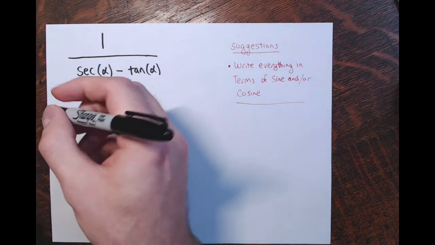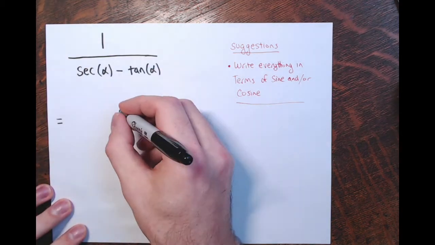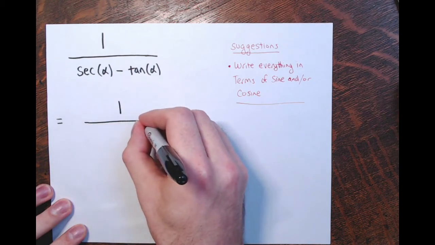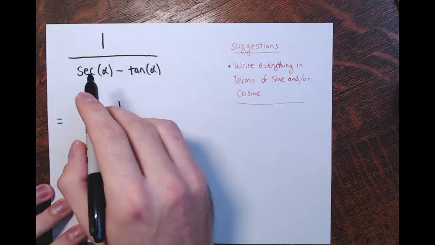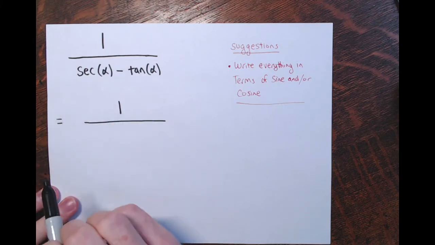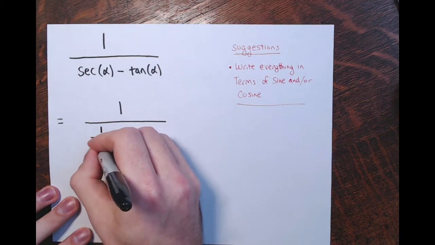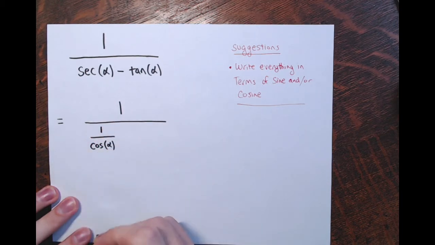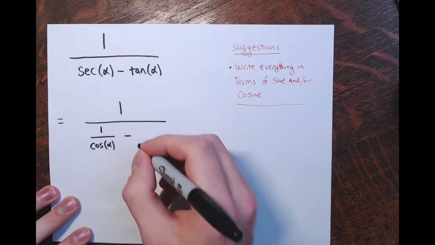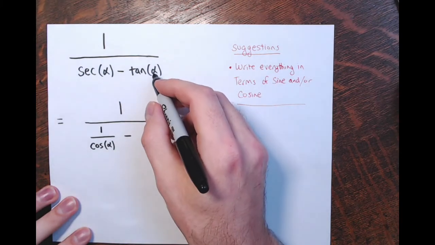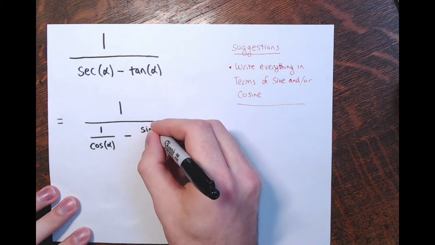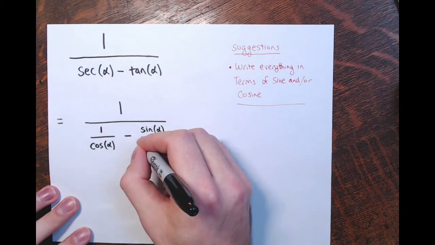Alright, so if I do that here, the numerator is just 1. Nothing to change there, really. And then down here, secant alpha is 1 divided by cosine alpha. So what I'm going to have here is a complex fraction, right? A fraction within a fraction. So we're going to have to simplify that algebraically in a minute. Then down here, minus, and then tangent of alpha is the sine of alpha divided by the cosine of alpha.